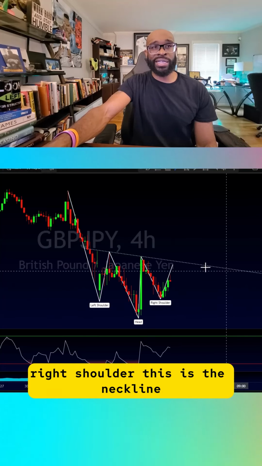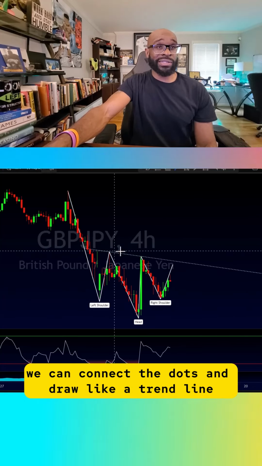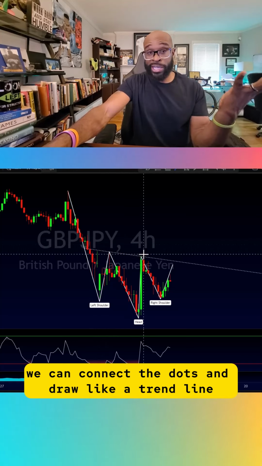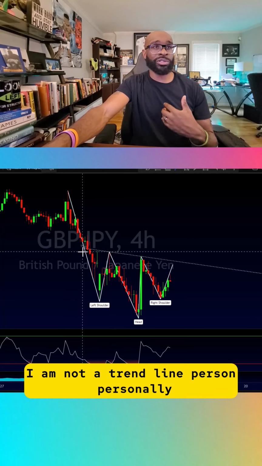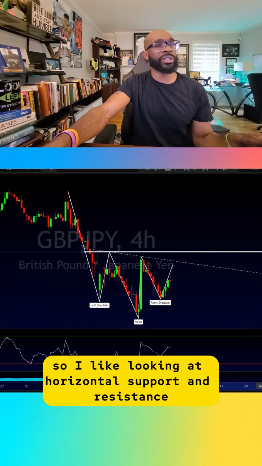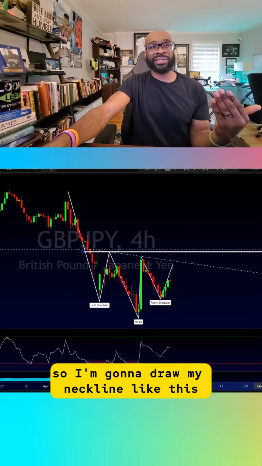This is the neckline. Now, there are two ways of doing it. We can connect the dots and draw it like a trend line, if you are someone that believes in trend lines. I am not a trend line person personally, so I like looking at horizontal support and resistance. So I'm going to draw my neckline like this.